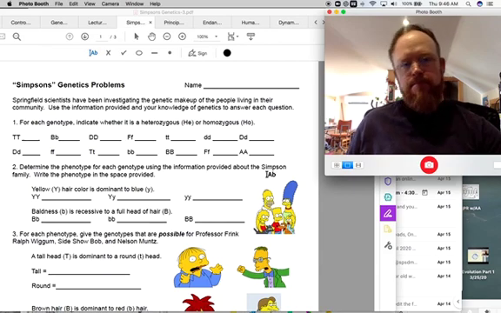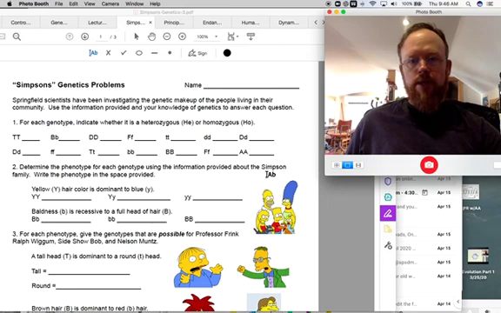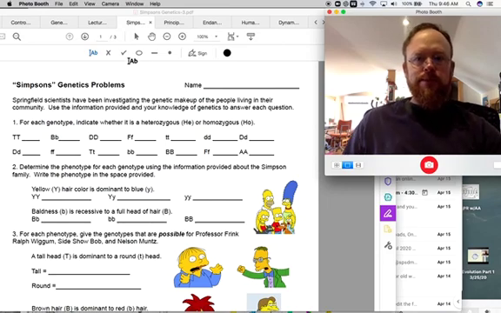I thought I would just make a quick video and go over this genetics worksheet because I think there might be some confusion about what we're supposed to do here. So I'm going to do a couple examples of what they're asking for, and hopefully that will help.